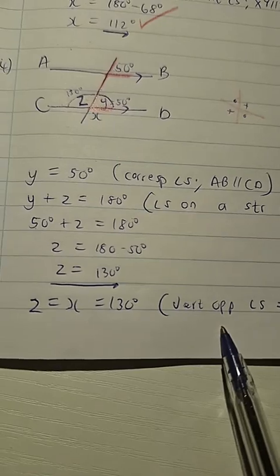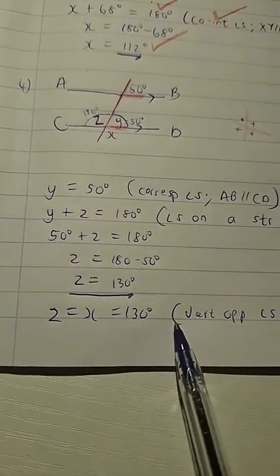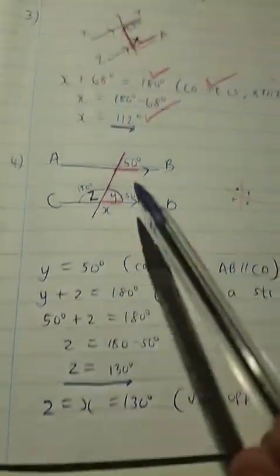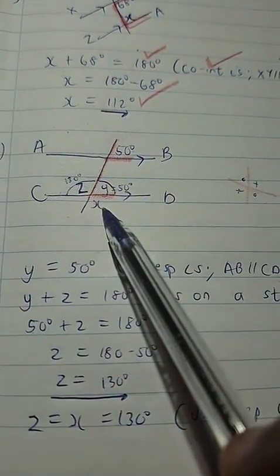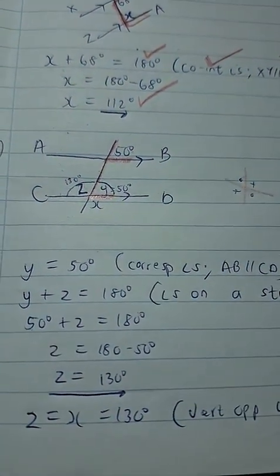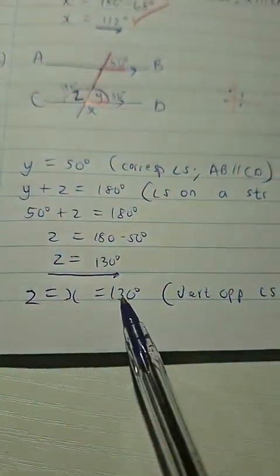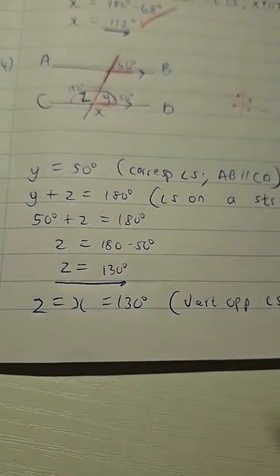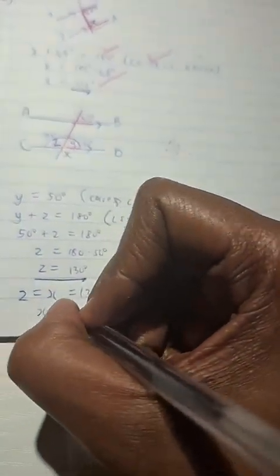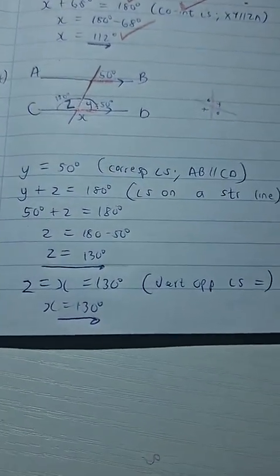No problem. Okay, and remember, we could use this way if we wanted to, or we could say if we want to find the value of x, we could also say x plus y is equal to 180 degrees, because these two angles lie on the straight line. And we could solve, give the reason, and get the same value for x, which is 130. So x is equal to 130 degrees, and that's that.